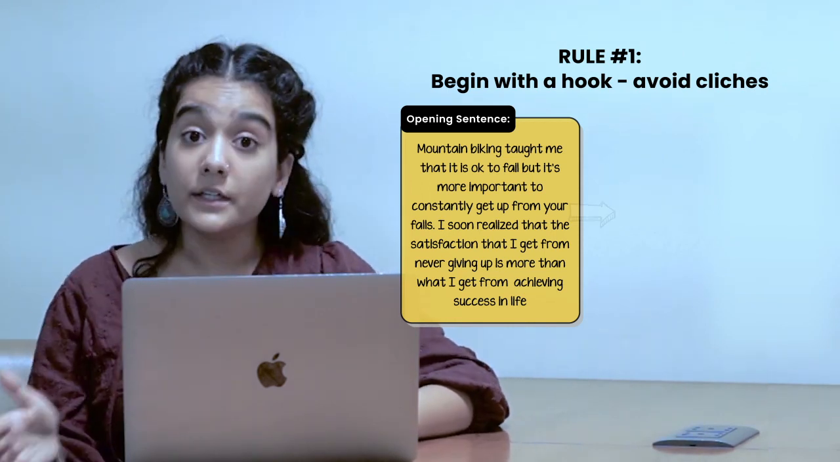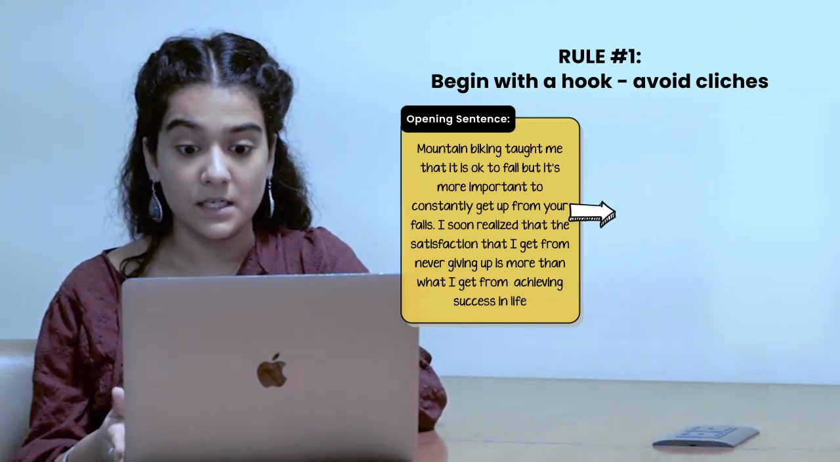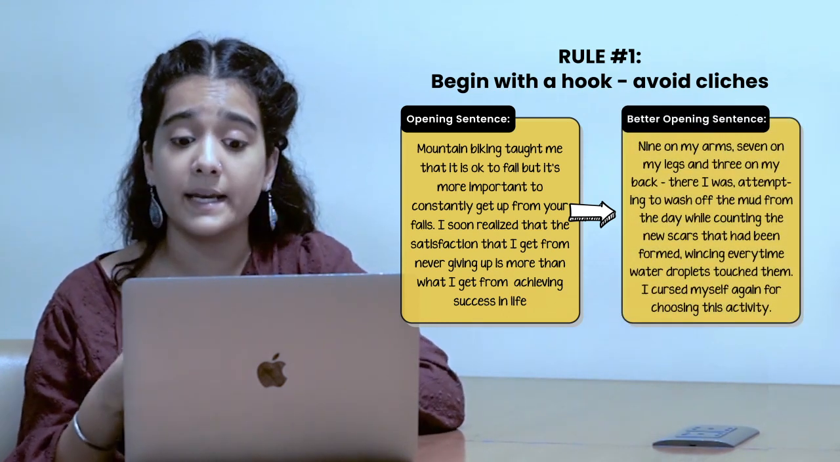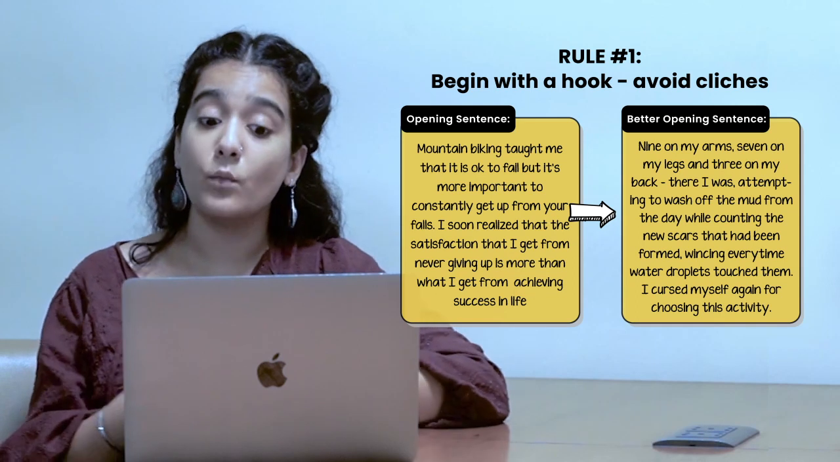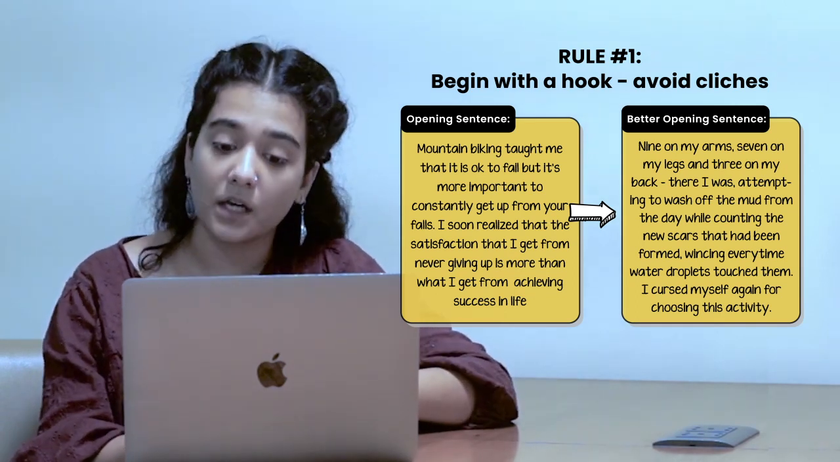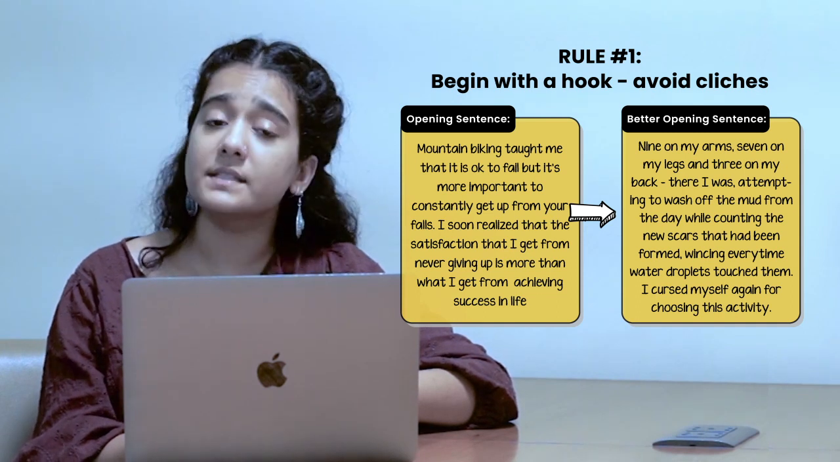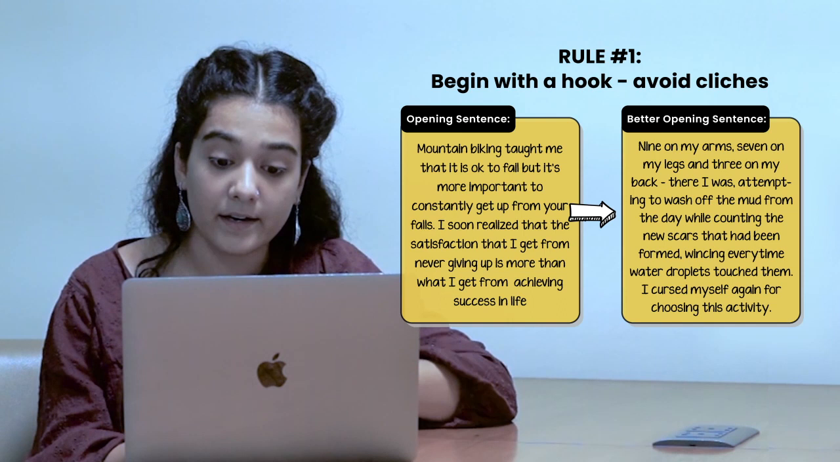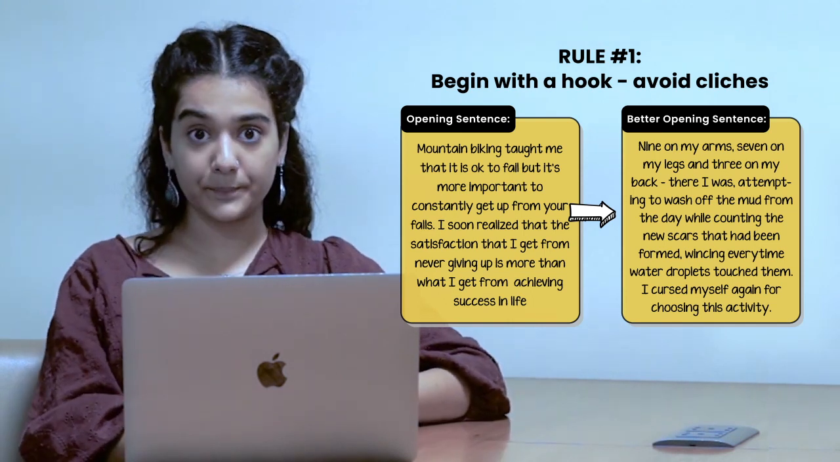But as an alternative to the same essay, look at this other option: "Nine on my arms, seven on my legs, and three on my back. There I was attempting to wash off the mud from the day while counting new scars that had been formed, wincing every time water droplets touched them. I cursed myself again and again for choosing this activity."